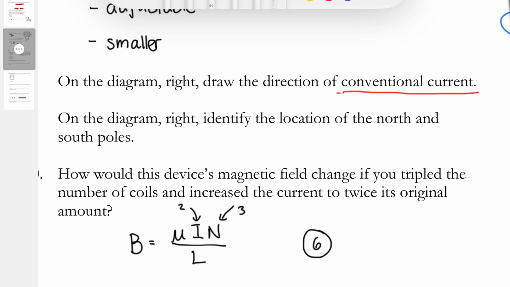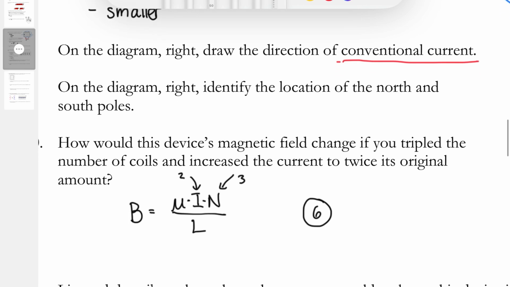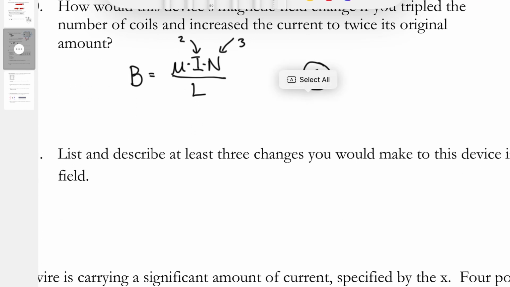Be super careful here that you don't do 2 plus 3, because these are implied multiplication signs in the denominator. So I'd be doing 2 times 3, not 2 plus 3.